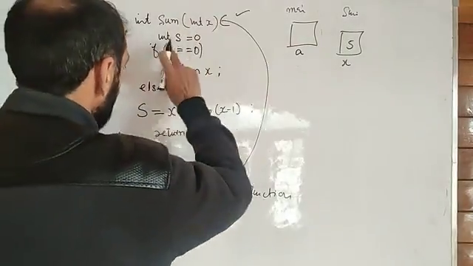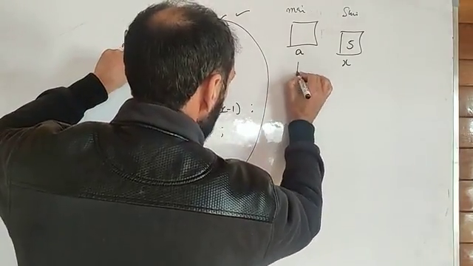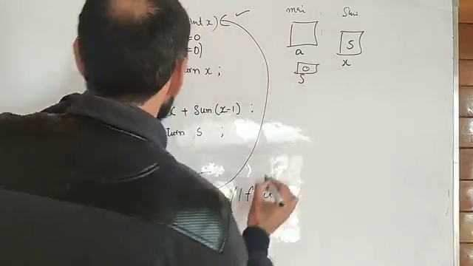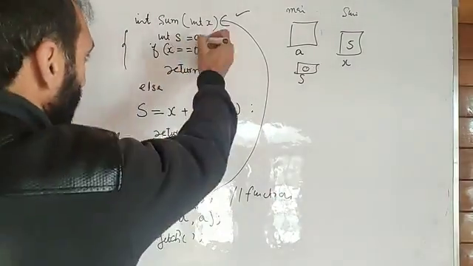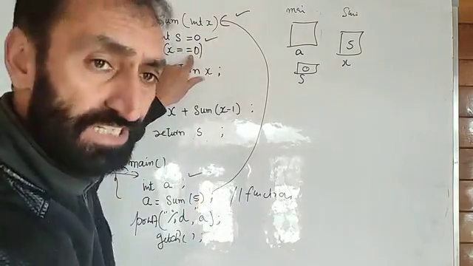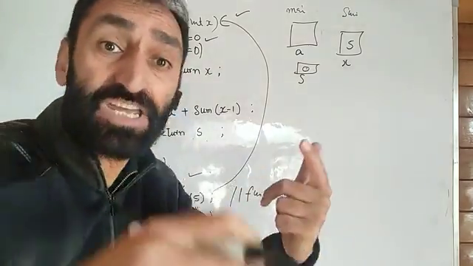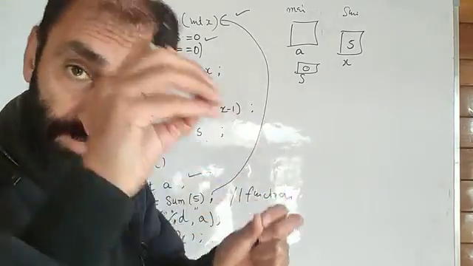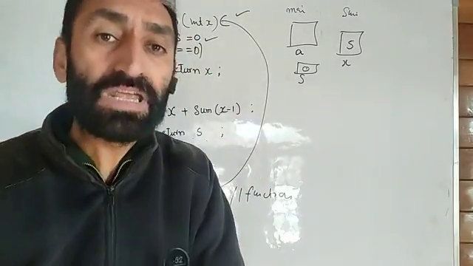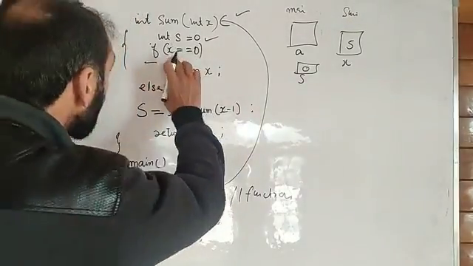After executing this line, int s equal to 0, a variable s is going to be declared, which initially contains 0. After execution of this line, we have the condition if x equal to 0. We can say this is the base condition of the recursion. In the previous video, we discussed what the base condition is, or we can say the terminating condition. This is the terminating condition.